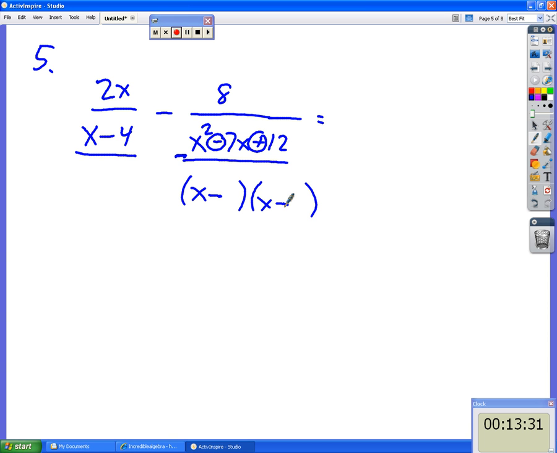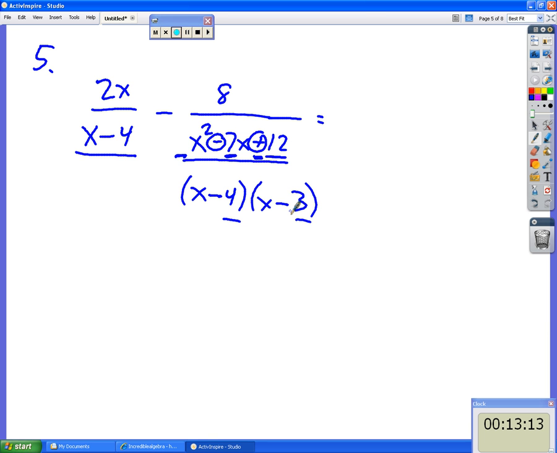Now, I need two numbers, here and here, that when I multiply them, I get this 12. When I add them, I get the number in the middle, 7. What times 1 gives me 12? When I add, I get 7. The answer is 4 and 3.